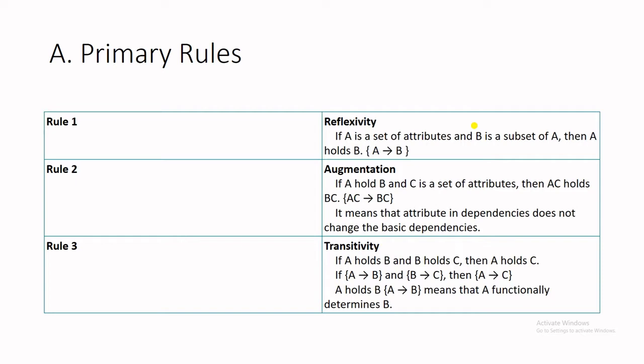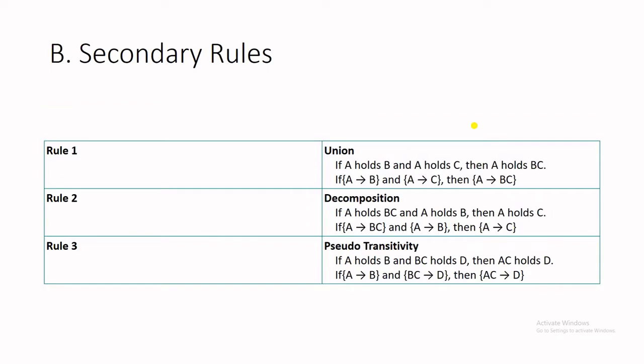Next is transitivity. If we have three sets of attributes A, B and C, and the functional dependencies A → B and B → C hold, which means attribute B is dependent on A and attribute C is dependent on B, then we can say that attribute C is indirectly dependent on A.